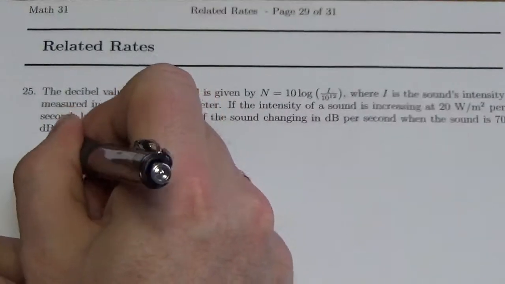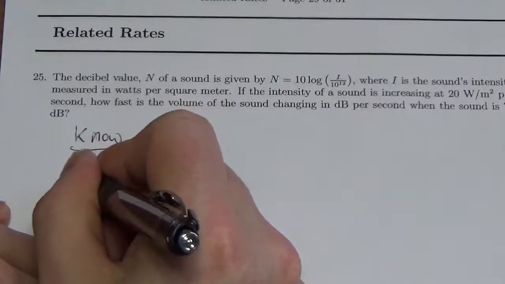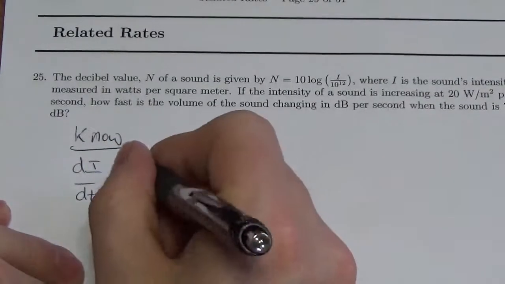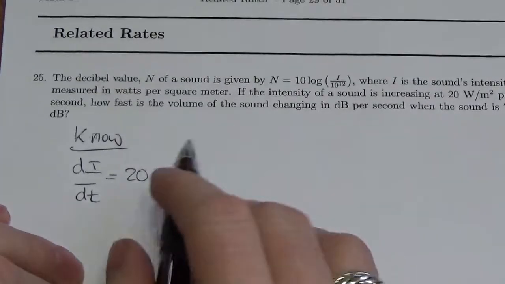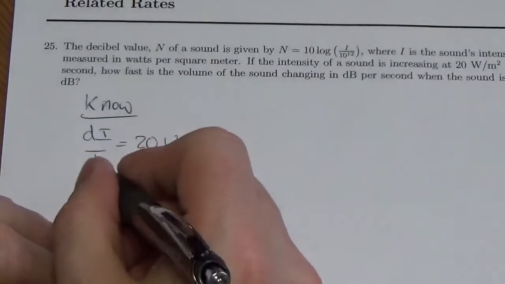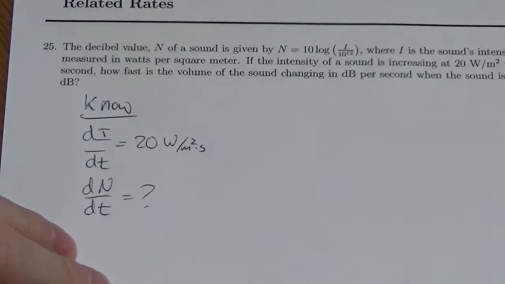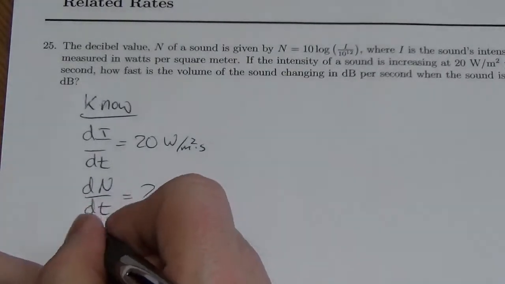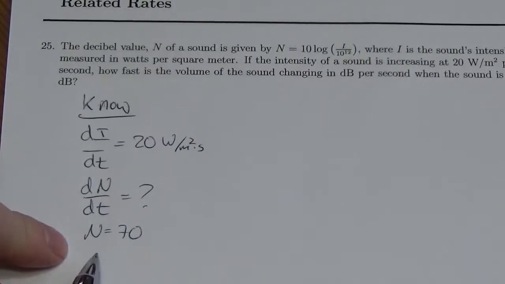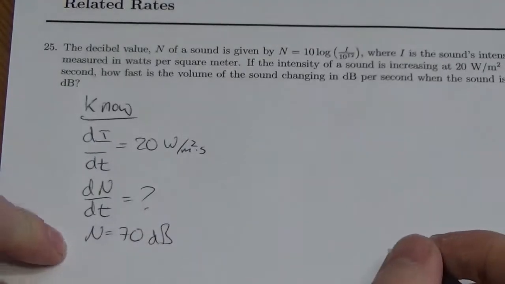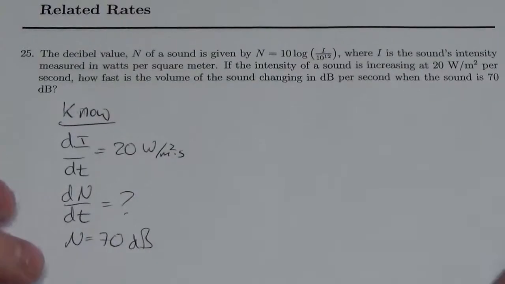Okay, so what do we know here? Well, we know dI by dt. That's going to be 20 watts per meter squared per second. Then the question is, how fast is the volume changing in decibels per second? So we're looking for dN by dt. Don't know what that is. When the sound is 70 decibels, so when N is equal to 70 decibels. Now, I suspect because I'm given the N here at 70 decibels, we're probably going to have to find I at some point here. But I don't know until we get into the equation.